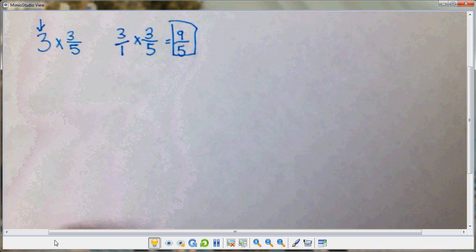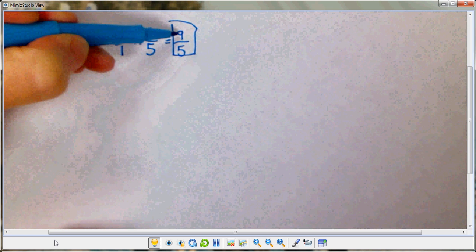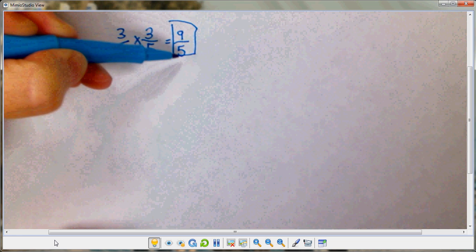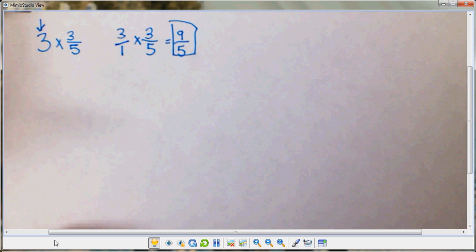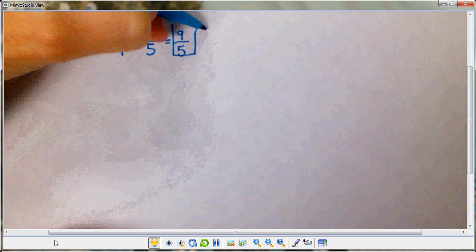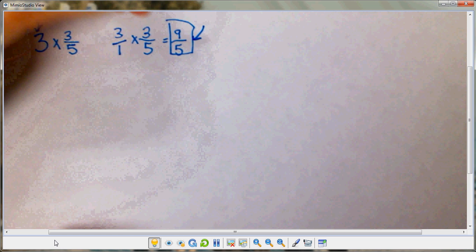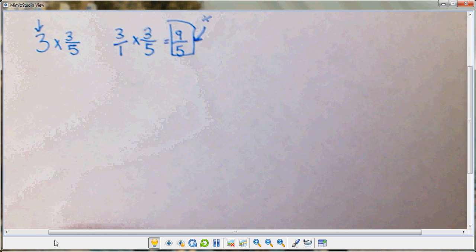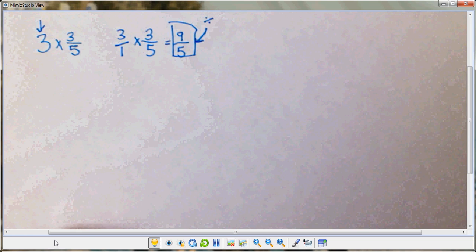But most likely in all cases, they're going to ask you to change this fraction into a mixed number, because right now it's considered improper. There's a bigger number on top than the bottom. So the way that you do that is, this fraction line right here means to divide. You actually solve the division problem. So you're going to do 9 divided by 5.